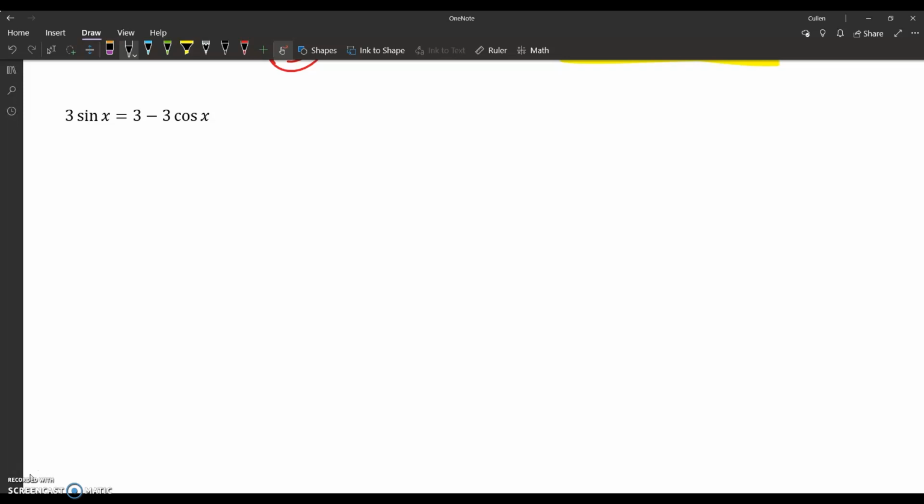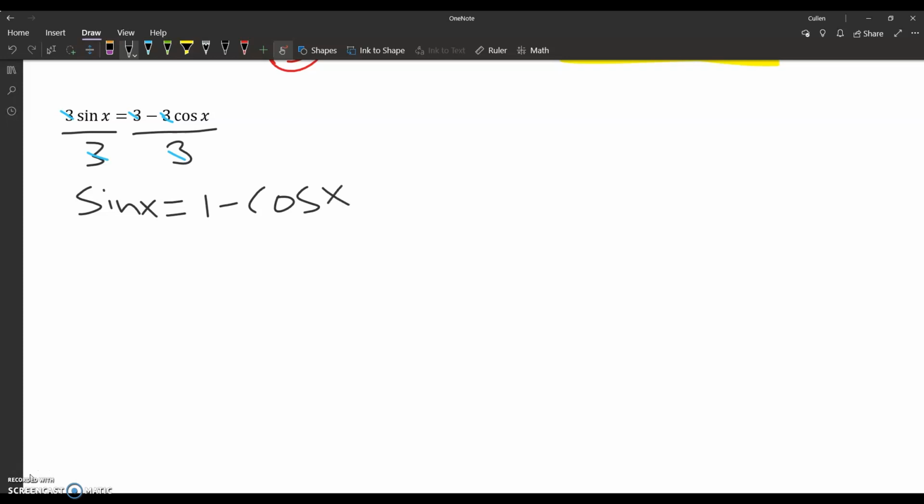So let's go ahead and talk about this last example. For this one, we're going to start by dividing both sides by 3. Those 3's cancel out, and they also cancel out on the right-hand side. Typically, you don't want to do that when you've got something with two terms on one side of the equation, but you can do it here because they're both divisible by 3. So that'll give us 1 minus cosine of x.